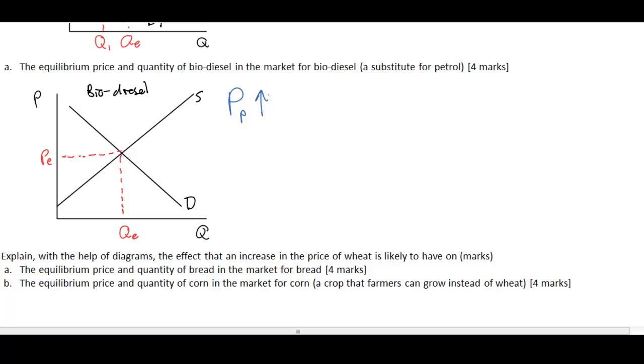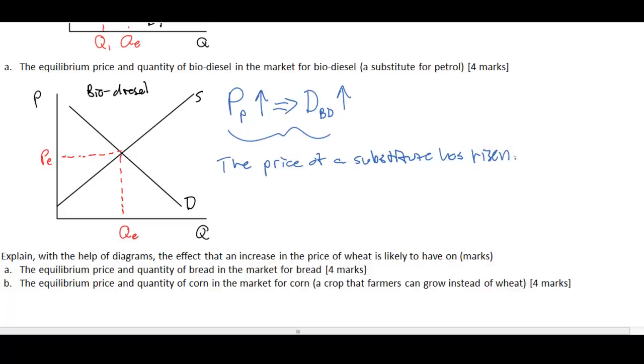As petrol prices rise, how will consumers respond in the market for biodiesel? Assuming biodiesel really is a substitute for petrol, this will lead to an increase in the demand for biodiesel because the price of a substitute has risen. Consumers will voluntarily switch from using petrol in their cars to buying cars and using biodiesel in their cars. So the demand for biodiesel will increase.